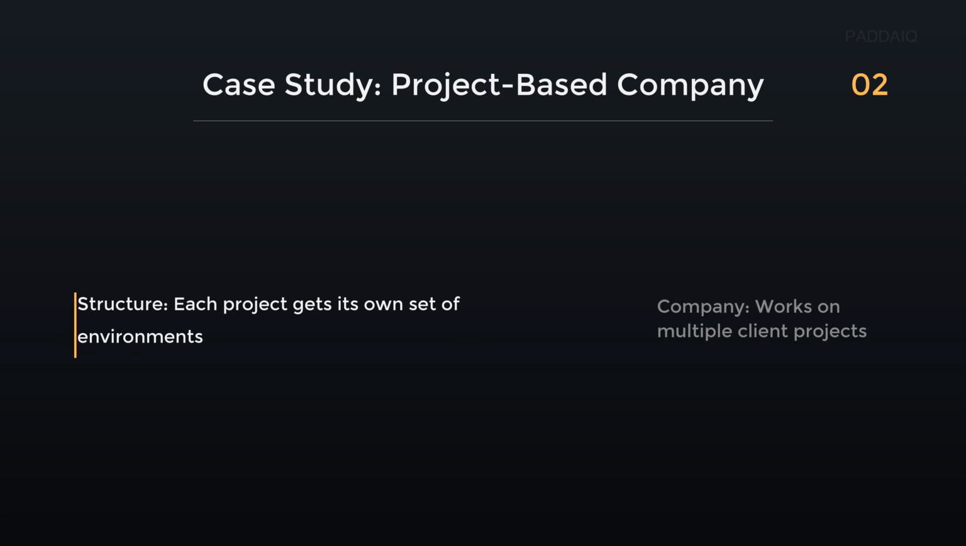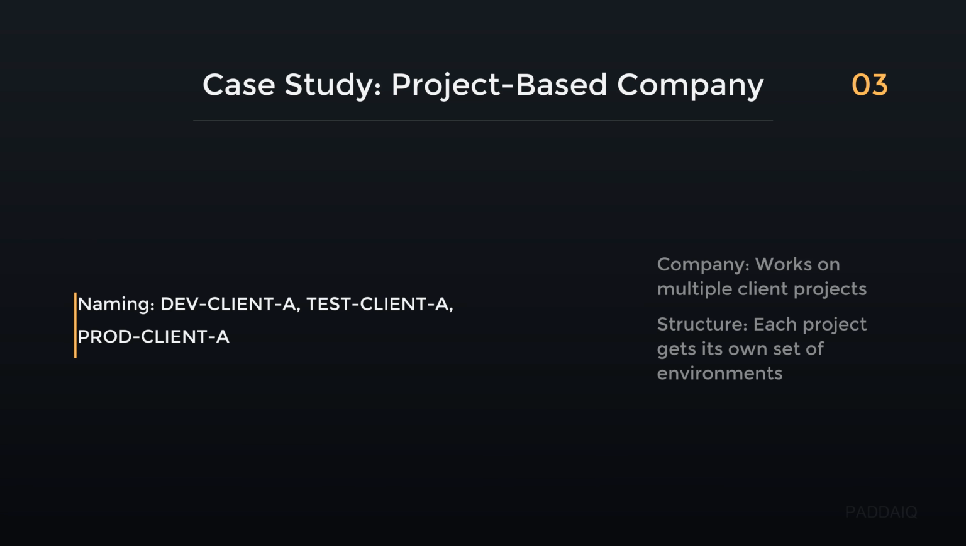Structure: each project gets its own set of environments. This means every project has its own separate development, testing, and production spaces, keeping them isolated. For instance, a bridge construction project would have dedicated environments, separate from a building project. This ensures changes in one project won't affect another, maintaining clear organization and stability across all your work.